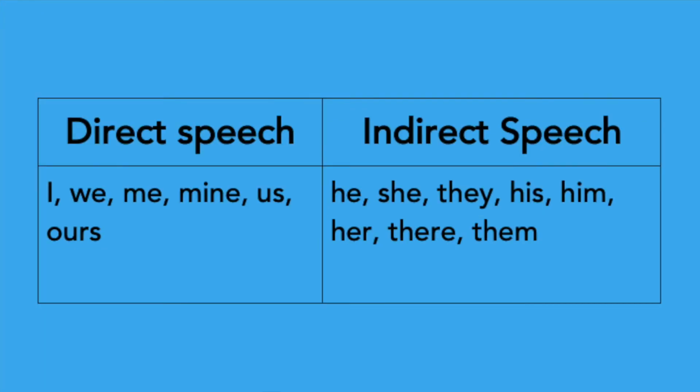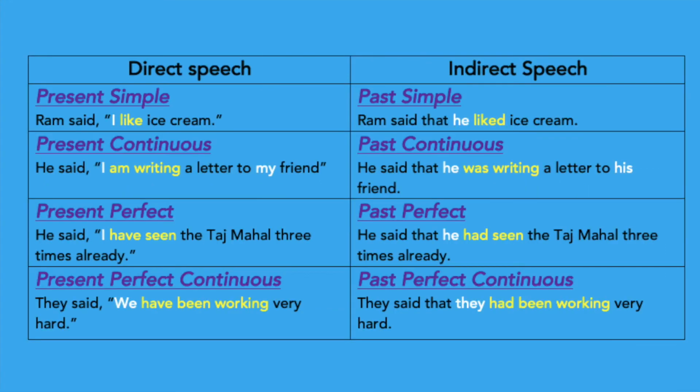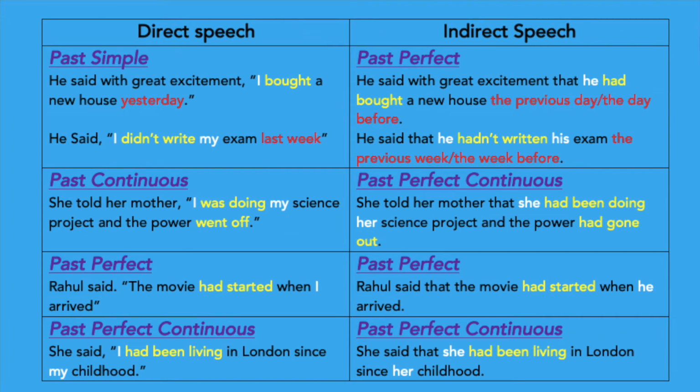Okay? From these sentences, we could understand that first person pronouns I, we, me, mine, us, ours normally change to the third person he, she, they, his, her, their, him, her, them. Second person pronouns you and yours change according to the person of the object of the reporting verb. Then tenses: present simple tense to past simple, present continuous to past continuous, present perfect to past perfect, present perfect continuous to past perfect continuous, past simple to past perfect, past continuous to past perfect continuous, past perfect to past perfect only, past perfect continuous to past perfect continuous.